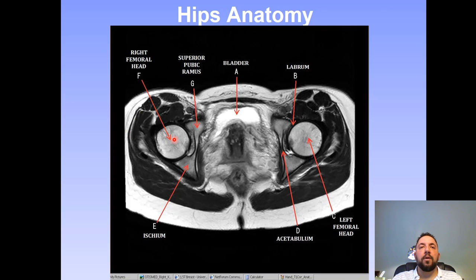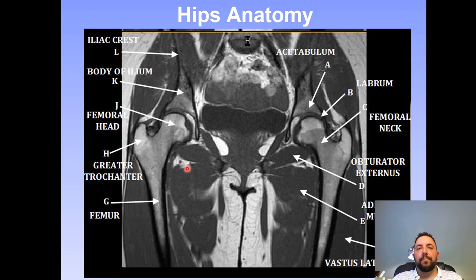So hip anatomy, femoral head, this is a nice T2 axial. How do we know it's T2? Because we have bright signal throughout the bladder. Superior pubic ramus, you have the labrum, you have the left femoral head, and you have the acetabulum and the ischium as well.